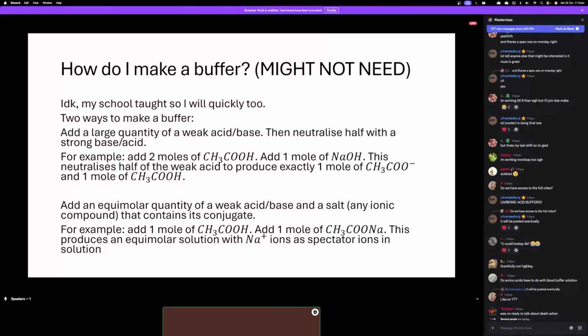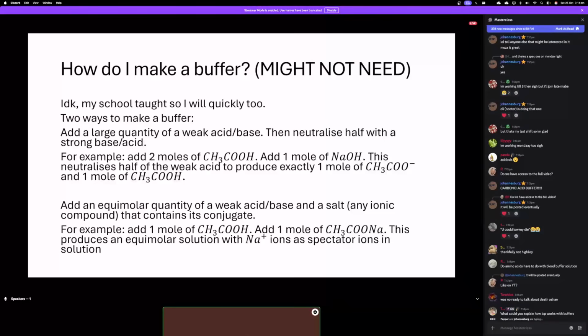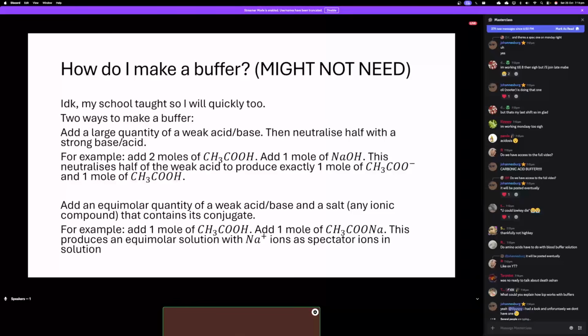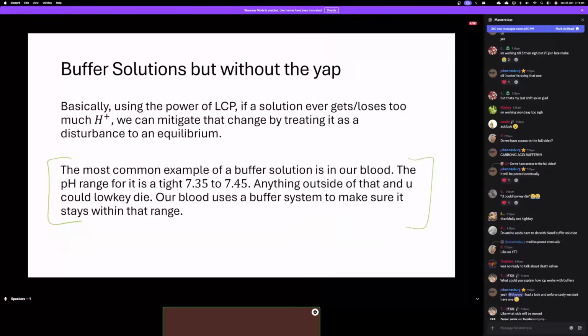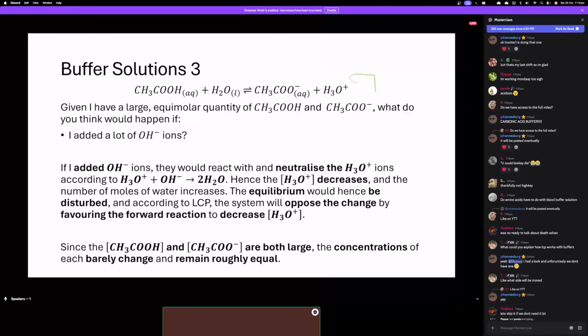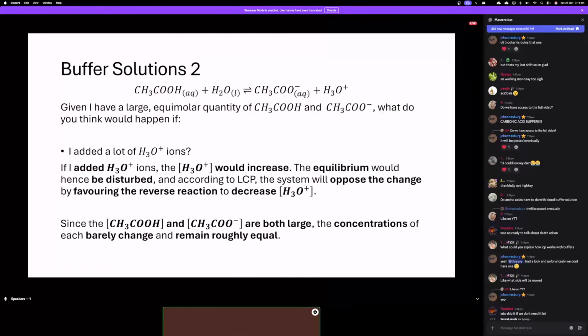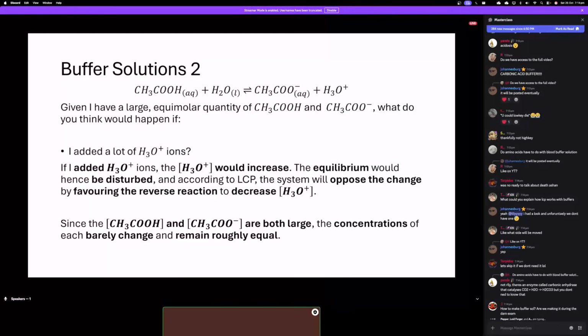How do I make a buffer solution? LCP works with buffers. Yeah. So for this example, with this, we talked about. I'll go to this example. This example is a bit nicer. This and what a buffer is: if I add a change, if there's a change in the concentration of H plus or something, what'll happen, right?